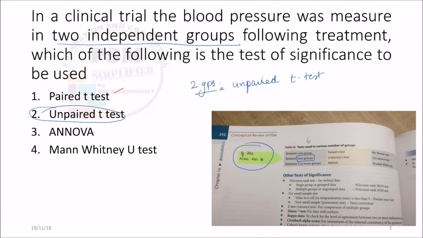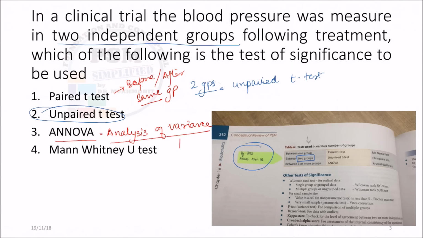When would you mark ANOVA? What is ANOVA? Analysis of variance. I would mark ANOVA if the data is quantitative, that is parametric data. It is a parametric test of significance for quantitative data which has three or more groups.